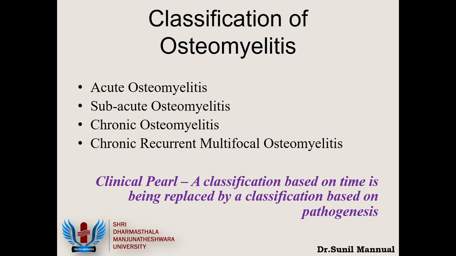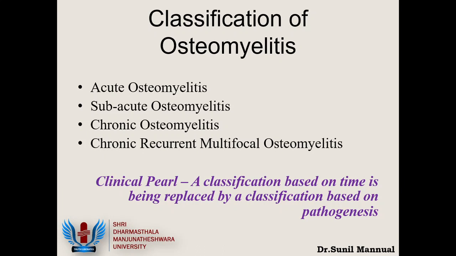When I was a student, we were taught about three types of osteomyelitis, which were acute osteomyelitis, subacute osteomyelitis, and chronic osteomyelitis. We were also taught that acute osteomyelitis is an infection that usually occurs within 3 weeks. Subacute osteomyelitis is an infection that occurs between 3 and 6 weeks. And chronic osteomyelitis is an infection that occurs after 6 weeks. So we had a strict time range for the classification of osteomyelitis.